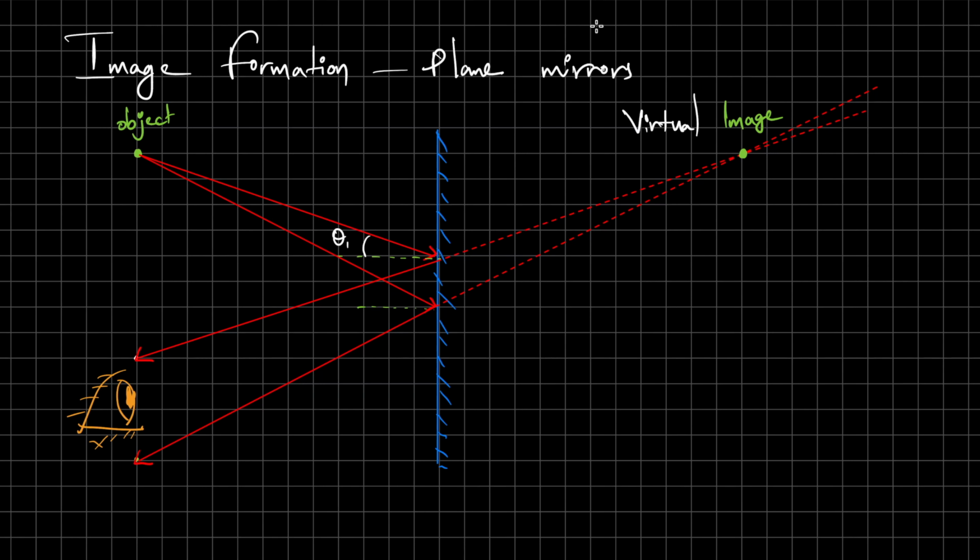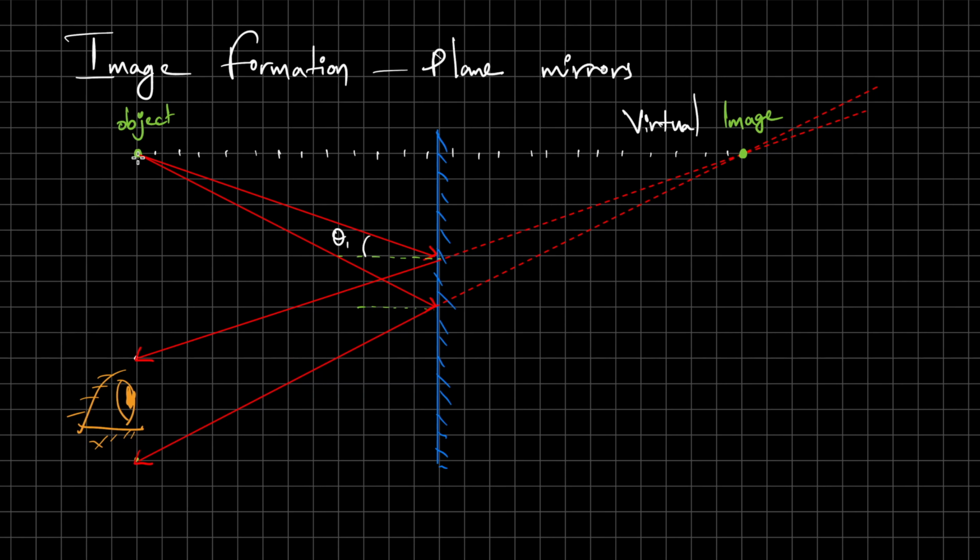Okay, now let's count the number of squares from the object to the mirror. That's 1, 2, 3, 4, 5, 6, 7, 8, 9, 10, 11, 12. 12 squares. Count the number of squares from the virtual image to the mirror. Again 12 squares. That means the distance from the object to the mirror is equal to the distance from the image to the mirror for a plane mirror.